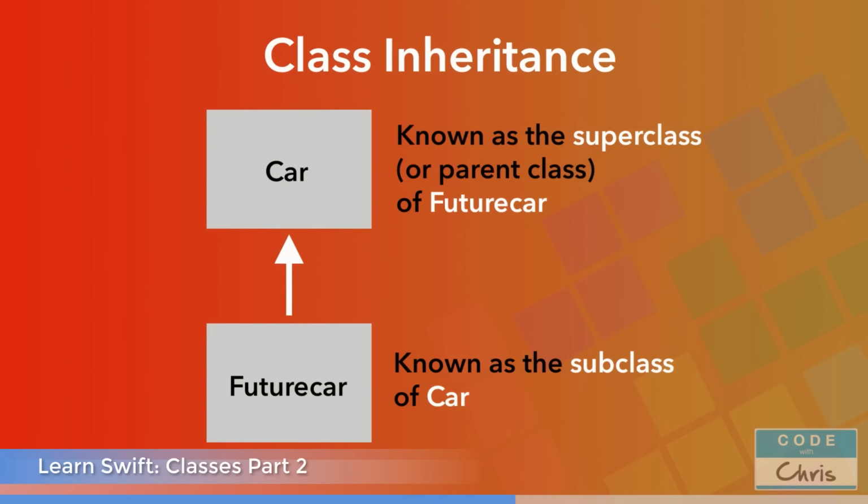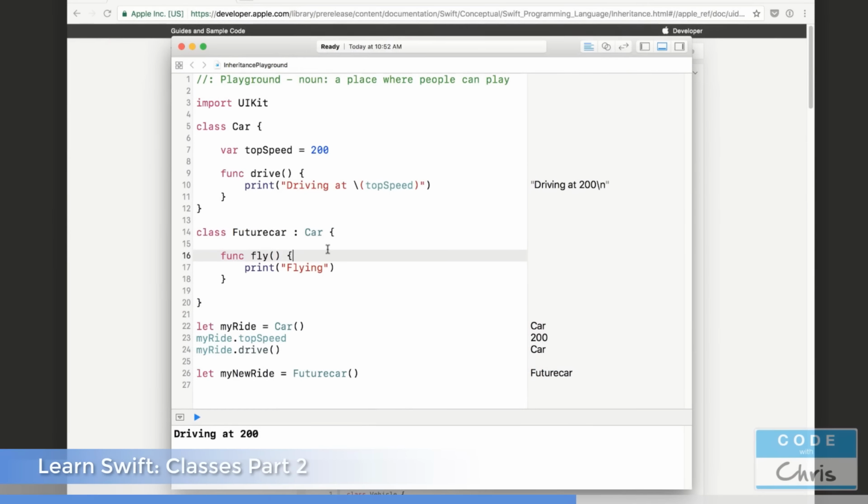So in this sort of relationship, we have car at the top, and we have future car at the bottom inheriting all of the properties and the functions from the car class. In this case, future car would be called a subclass of car, and car would be called the superclass of future car. And some people might call it the parent class. So car is the superclass or the parent class, or maybe simply the parent of future car. Let's go back to our playground and take a look at what this means for our code here.